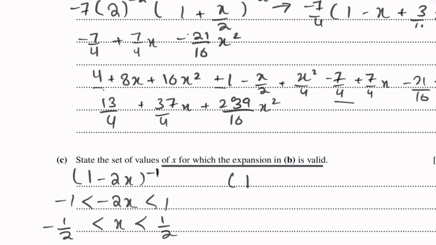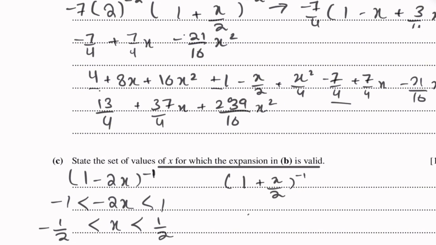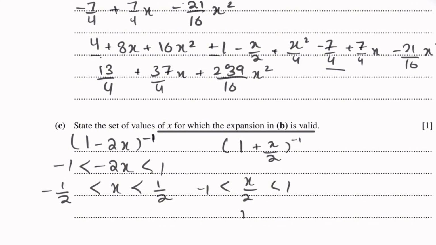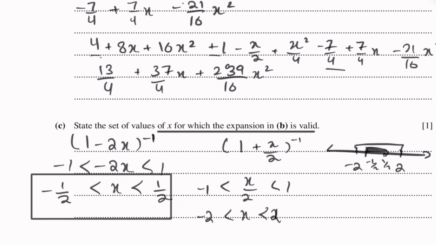Then you're going to also get 1 plus x over 2 to the power of negative 1, or no matter the power really, you get x over 2 greater than negative 1 and less than 1. If you just expand this, you get negative 2 and positive 2. If you get the intersection between them, from negative 2 to 2, this is huge, but then here from negative half to half, this is literally the intersection between them, and so this is the set of values of x for which the expansion happens to be valid.